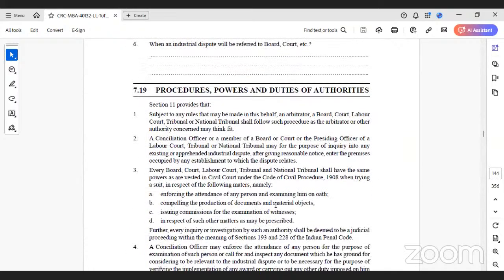Now, the procedure and the powers and the duties of the authorities. So, they have the rules which are made in this behalf for an arbitrator or a board or court of labor or tribunals or the national tribunals.